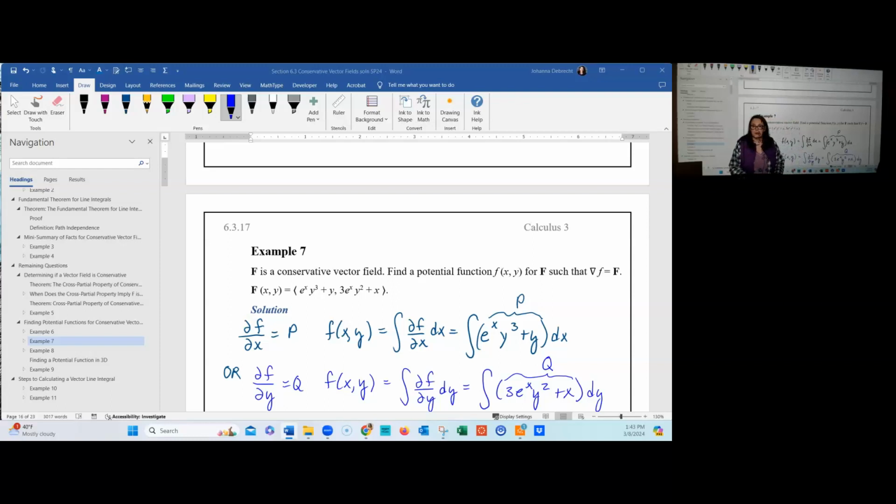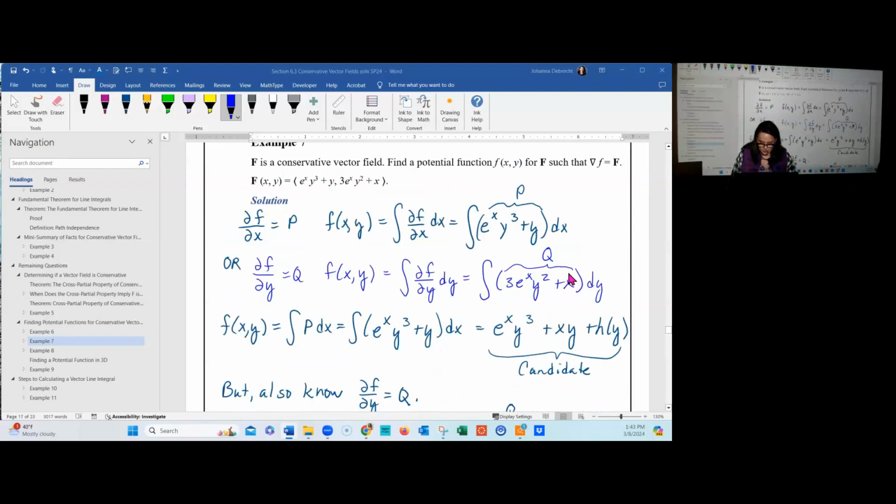However, most people have a bias towards integrating with respect to x, so we'll go ahead and do that here. Would you get the same value if you instead chose the other? The answer is yes, you would. When we integrate p with respect to x, we get our candidate function for the potential function lowercase f of x and y. It's e to the xy cubed plus xy plus some unknown function of y.